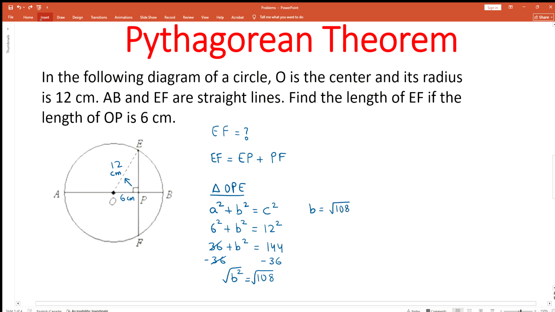We can evaluate square root of 108 to find the value in decimal form. I get 10.4 rounded to 1 decimal place. And the unit is centimeters. Therefore, the length of EP is 10.4 centimeters. Next, we should analyze triangle OPF.